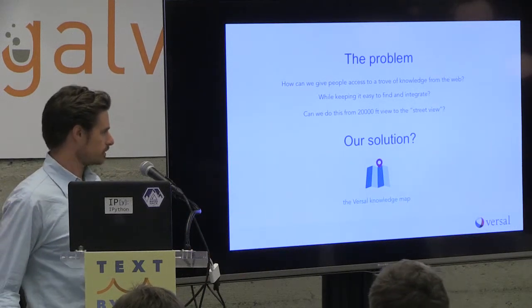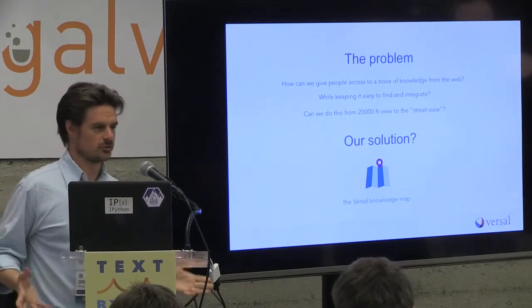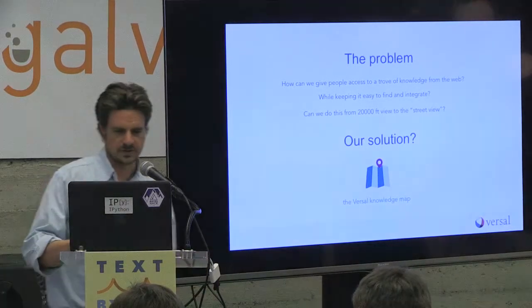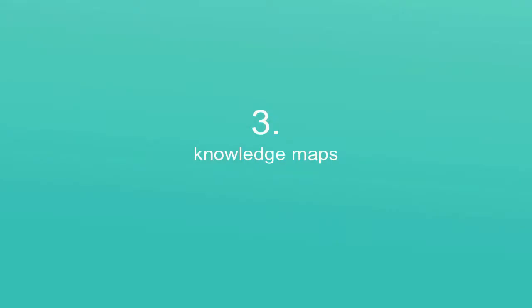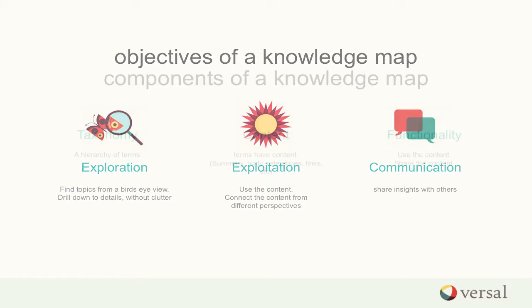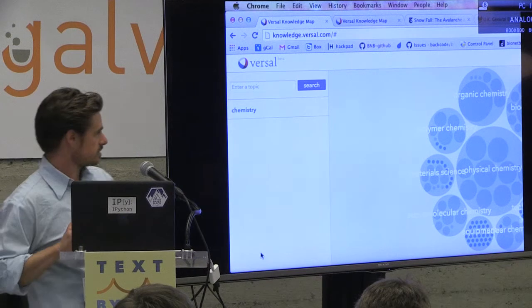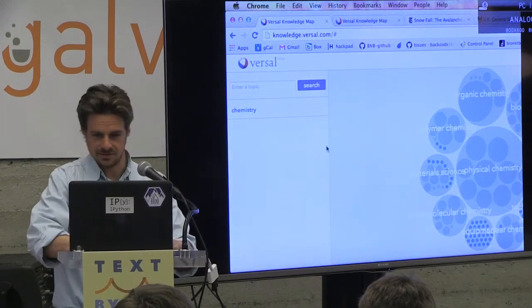What we're working on is called the Versal Knowledge Map, and try to think about it as a Google map for content. Let me demonstrate a little bit more. The objective of the knowledge map is to allow people to both explore large amounts of content, exploit it, use it and extrapolate it, and then share it. So let me see if we can get the knowledge map to work with a live demo. I'm gambling here. Live demos have a tendency to do these things.